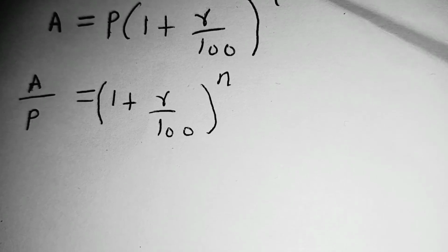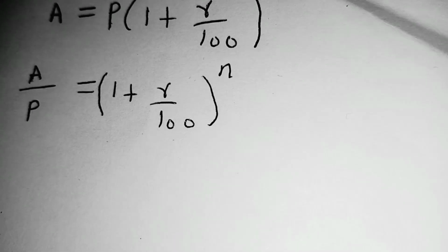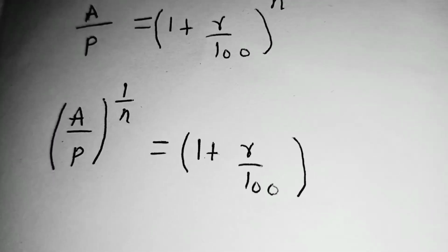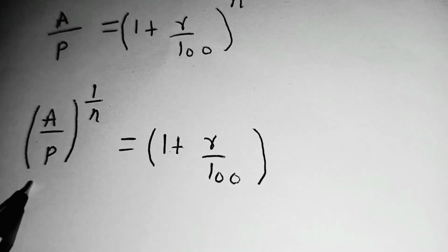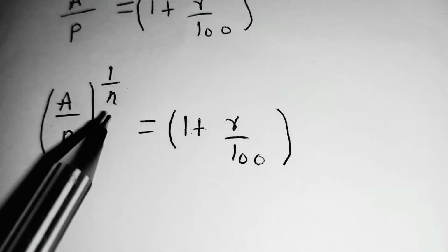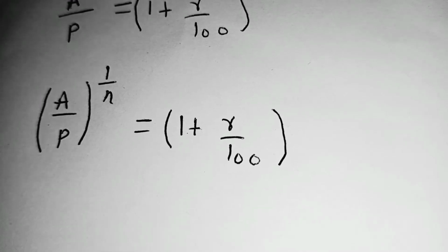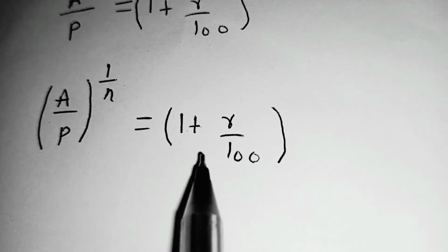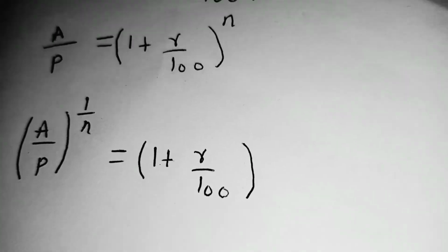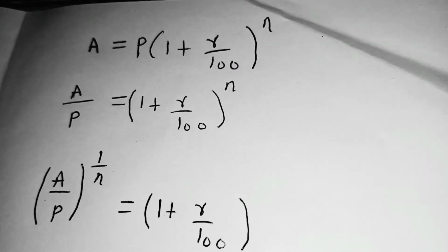From there now you take the nth root both sides. So taking the nth root, we shall obtain this: A over P everything power 1 over n, which is equal to bracket 1 plus R over 100. Remember the objective is to make R the subject of the formula.